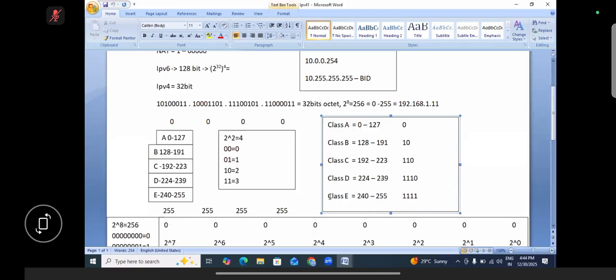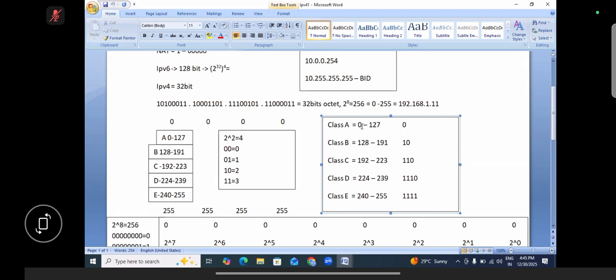Got it, guys? Multicasting means one to one group. So please try to understand those 4 terminologies: broadcast, flooding, unicast and multicast. So clear, guys? Okay. So now you need to get one doubt.